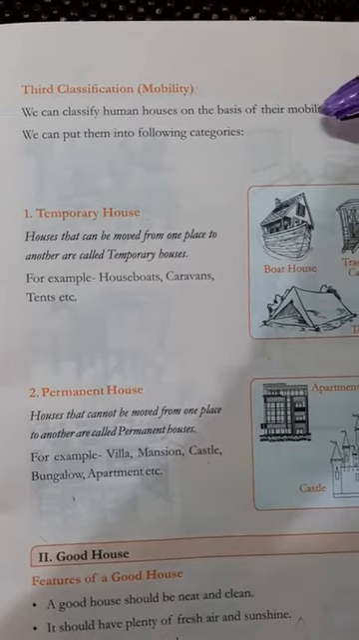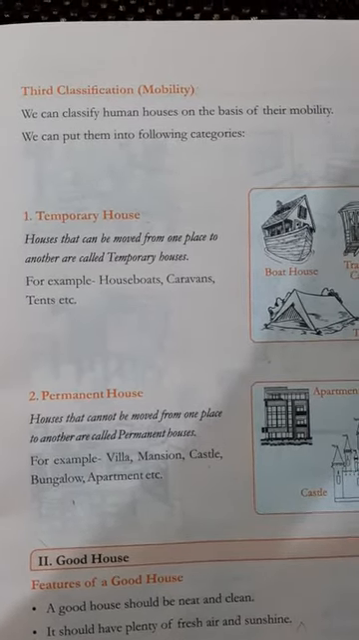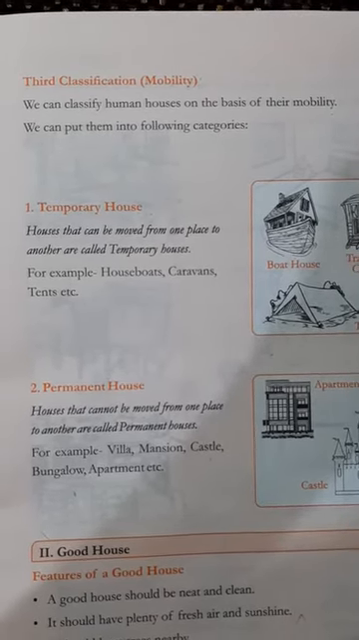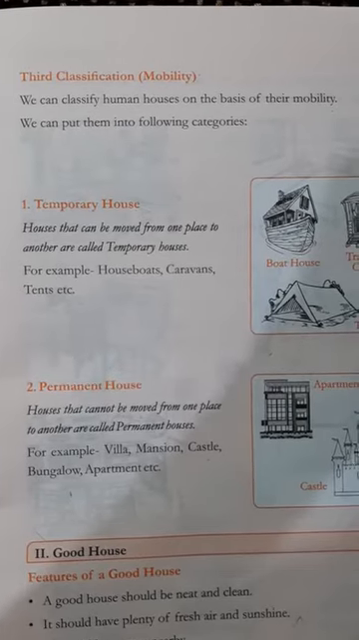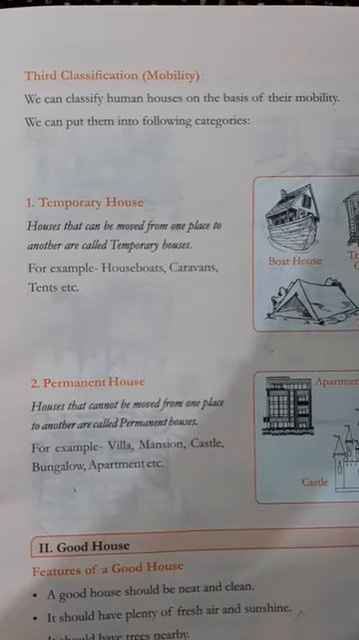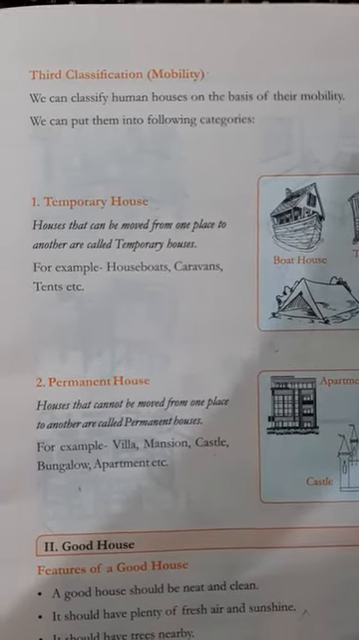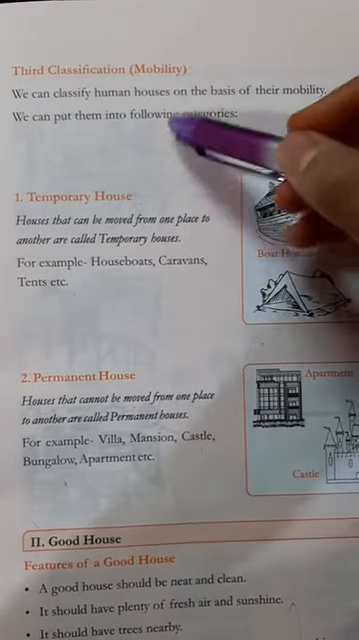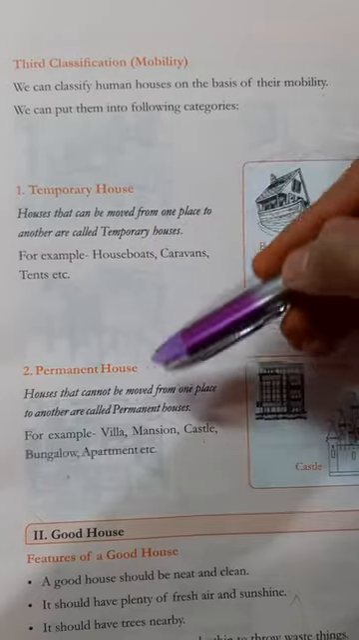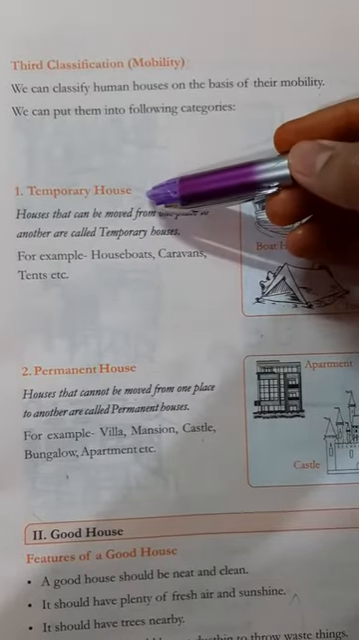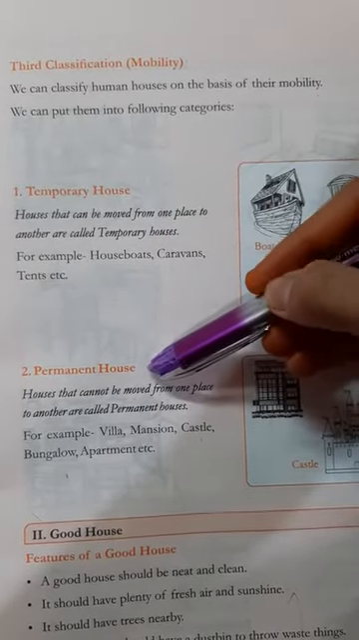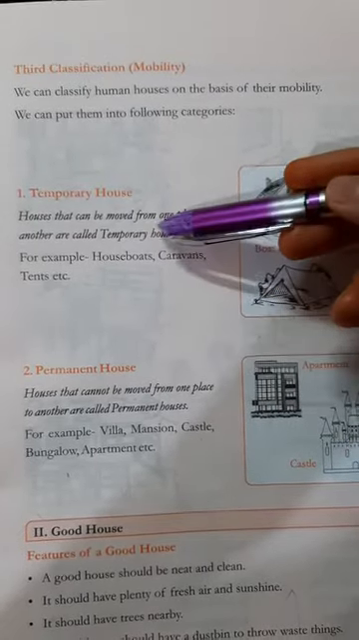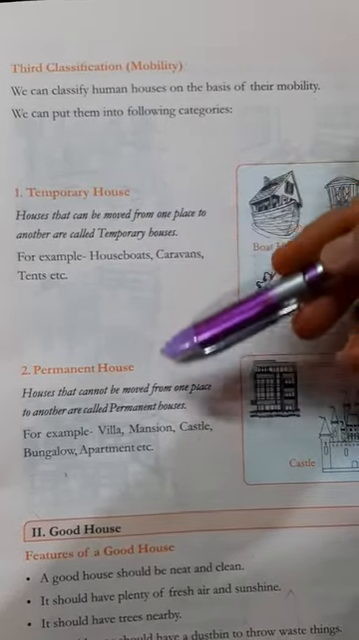It means houses are separated according to the flexibility or the strength they have, as some of the houses can be easily moved from one place to another place. So that's why under this classification the houses are categorized into two types: temporary house, permanent house. Let's talk about these two, discuss them and know the difference.